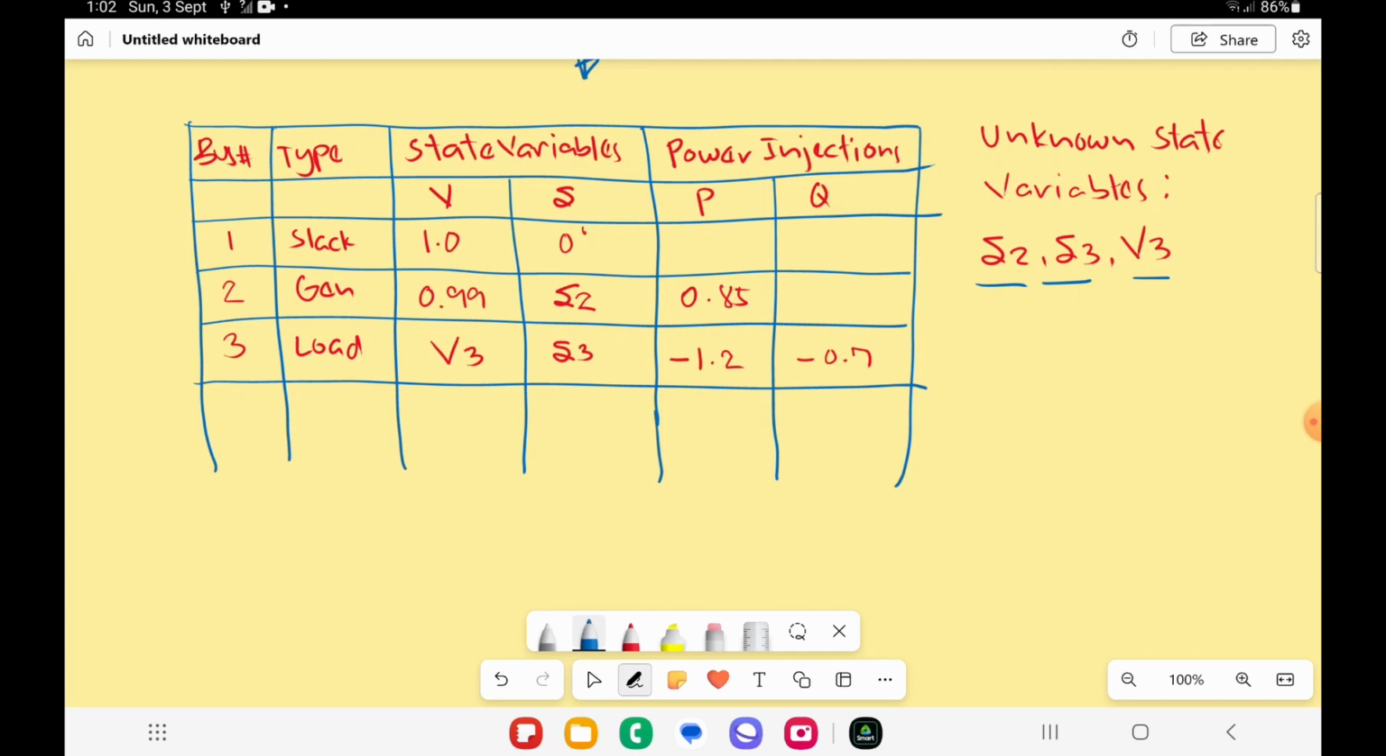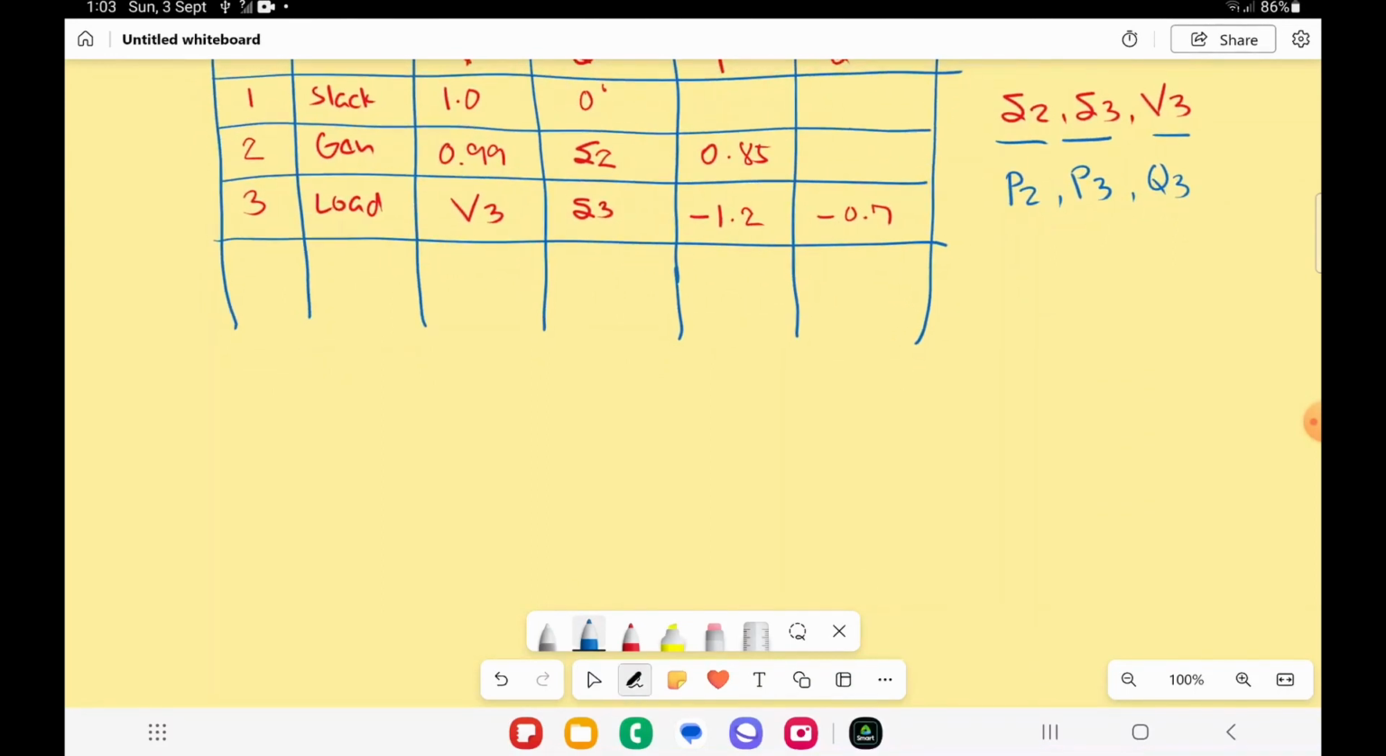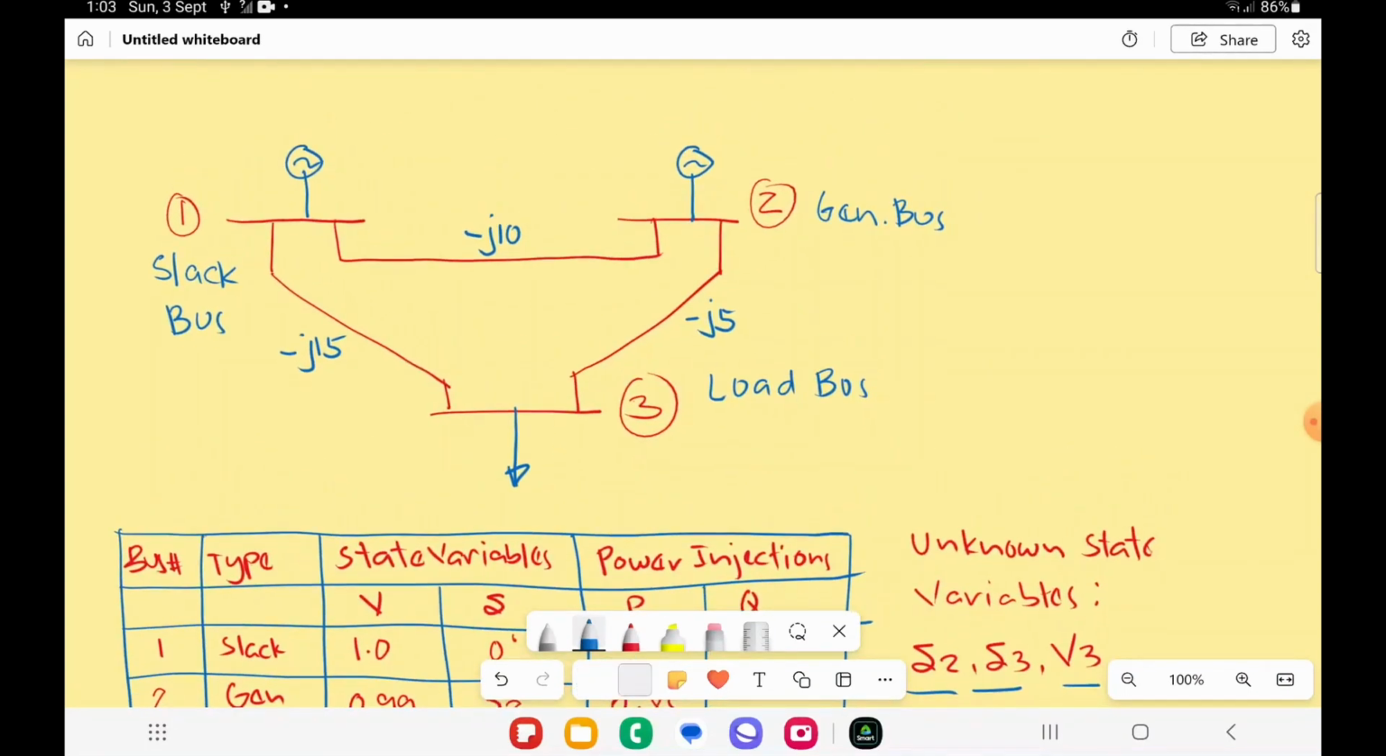So in this sample problem, we need P2, P3, and Q3. So before we write the equations for P2, P3, and Q3, we will set up first the admittance matrix. So in this 3-bus system, we need a 3x3 admittance matrix.